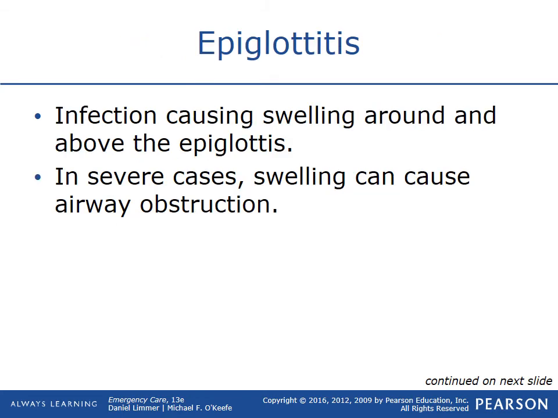Epiglottitis, big disease for little kids, most notably. Thinking about medical terminology, that's itis, inflammation of the epiglottic area. So it just causes a swelling around the epiglottis that can end up causing possibly an airway obstruction if it swells enough.